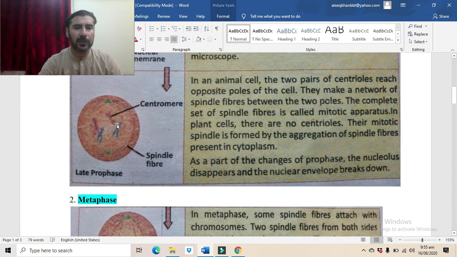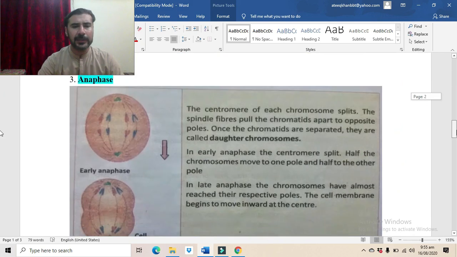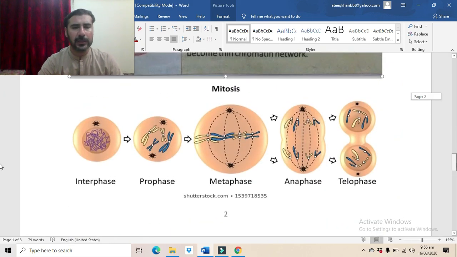Now this is one chromatid, this is another chromatid, and the central region is the centromere. Now in another diagram it is very clearly shown here.